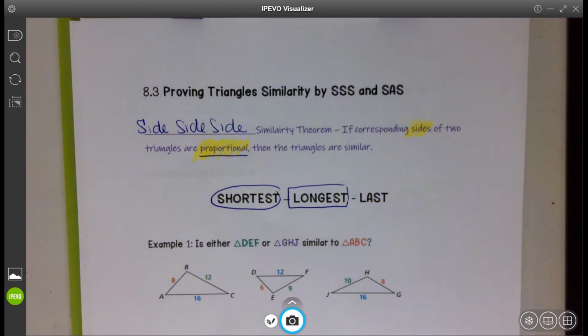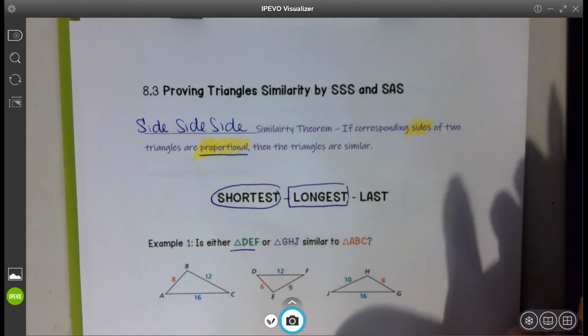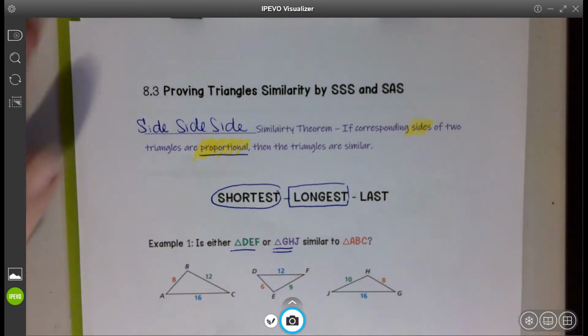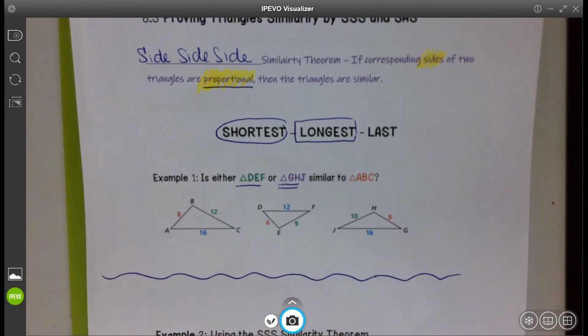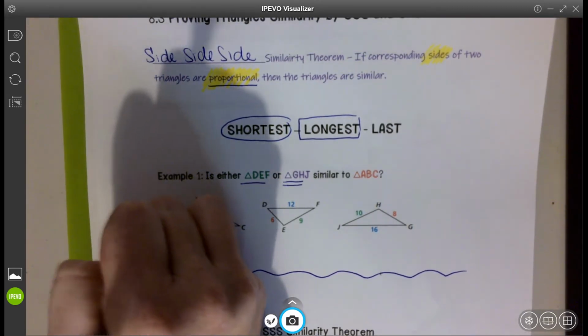In example 1, it says, is either triangle DEF or triangle GHJ similar to ABC? So we're going to do two separate problems. We're going to look at DEF and compare it to ABC. Then we're going to do the same thing. We're going to look at GHJ and compare to ABC. So that means we're doing this 2 times. I broke my paper in half because I'm going to separate my work. So up here, this is going to be for triangle DEF.